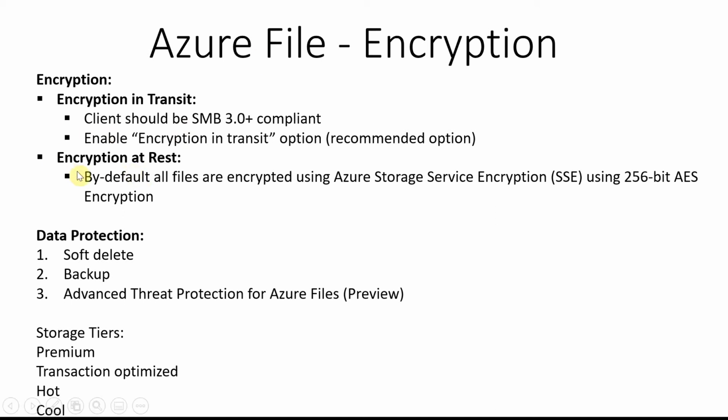And the second option is encryption at rest. When the file is physically copied to a server, it is at rest, physically sitting in the file server. Even there, encryption is required, because when someone tries to access that file, unless they have a key, they can't decrypt it. By default, for encryption at rest, all files are encrypted using Azure Storage Service Encryption, which uses the 256-bit AES encryption algorithm, so all the files are encrypted at rest.